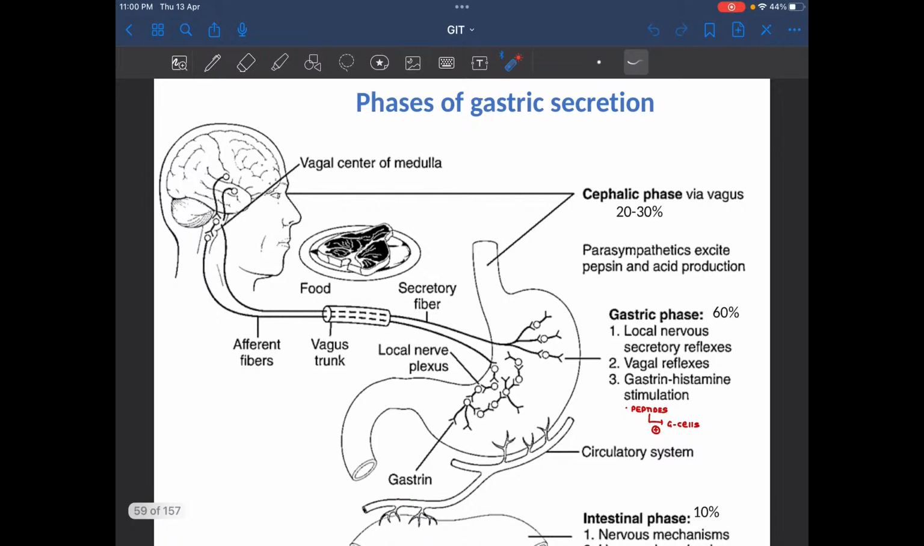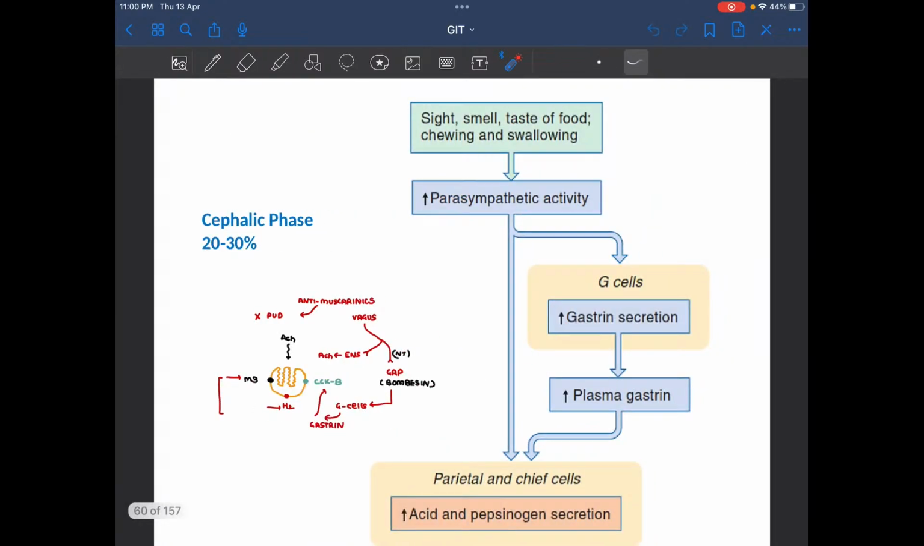Okay? So what are the different phases of gastric secretion? There are three actually. You just have to remember the percentage and how it is mediated. You have the cephalic phase. Cephalic phase means when you are thinking about food, or whenever you have smelled, seen, or tasted some food, when you have initiated chewing, swallowing, before the food bolus has reached inside the stomach. The acid you secrete before that is why the cephalic phase contributes about 20 to 30%.